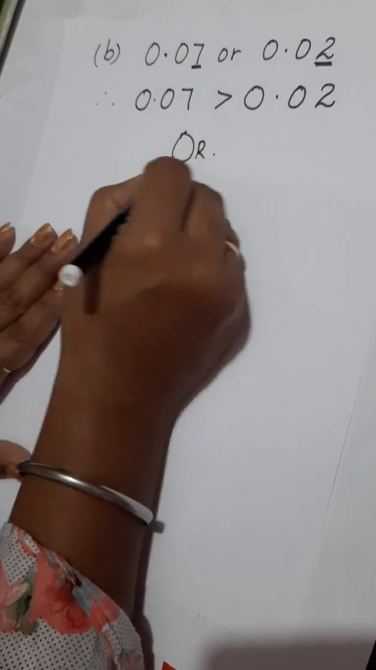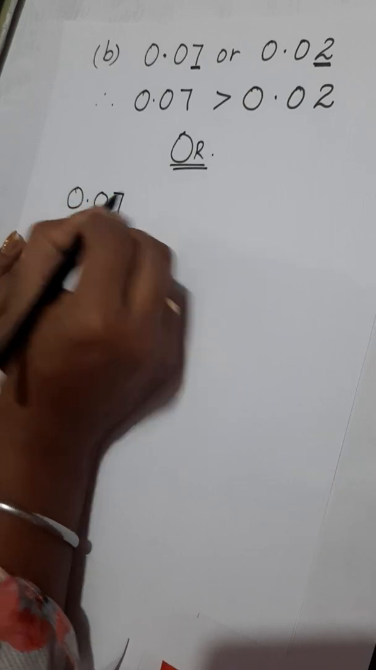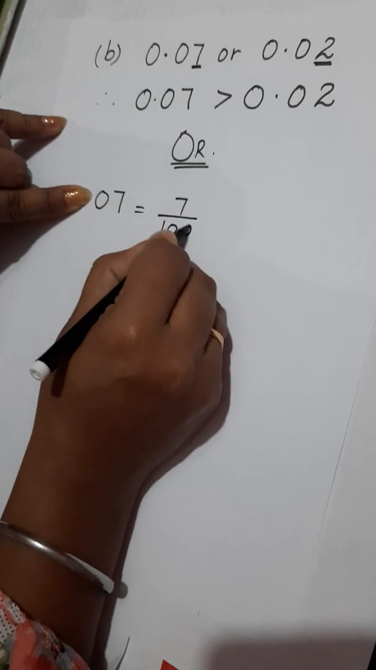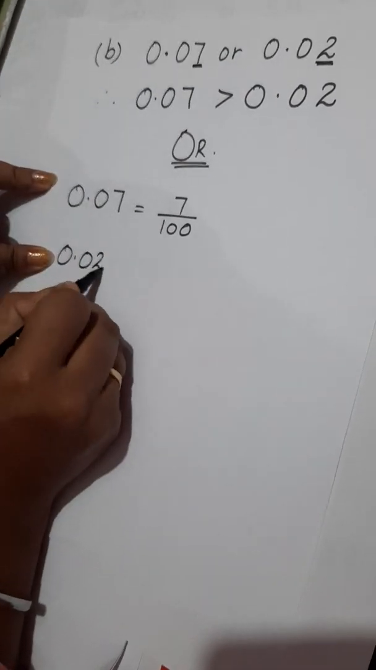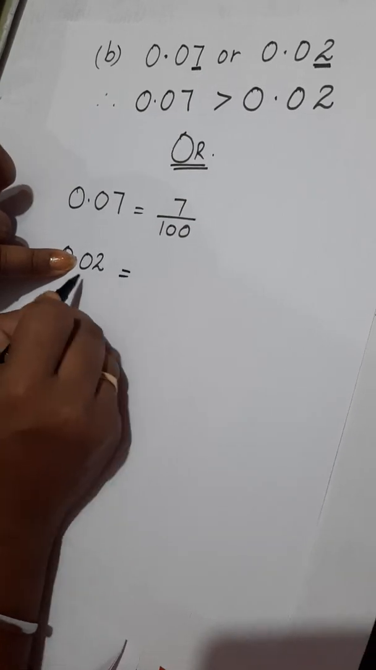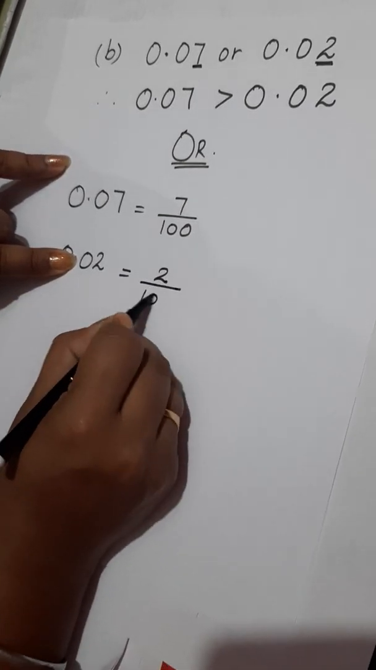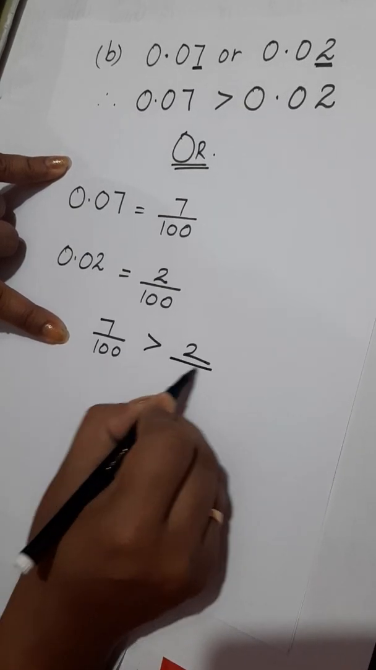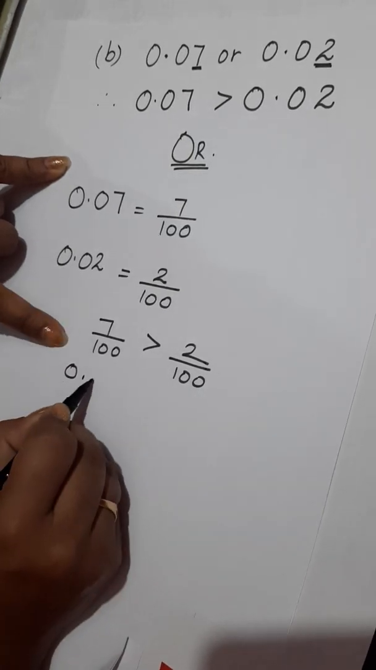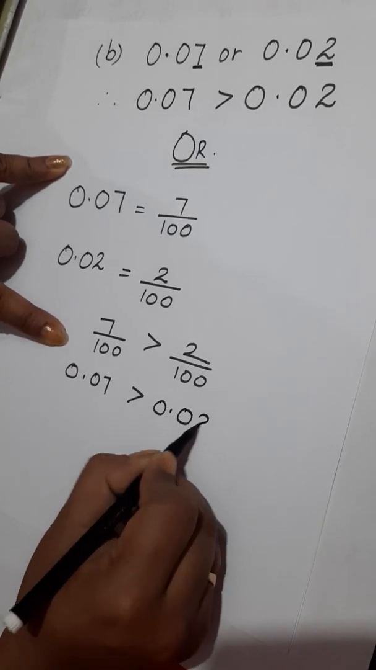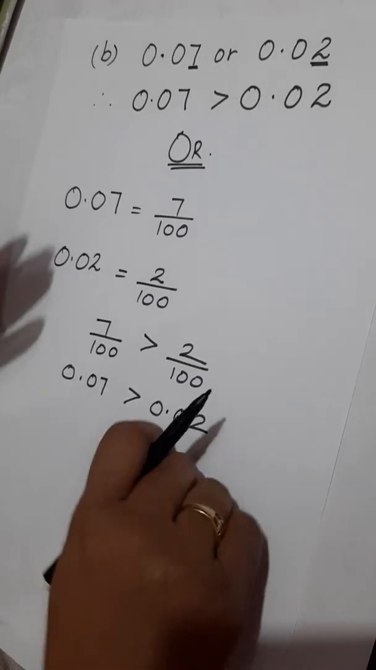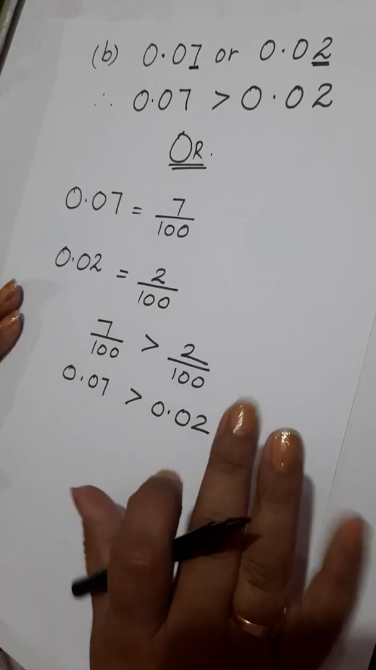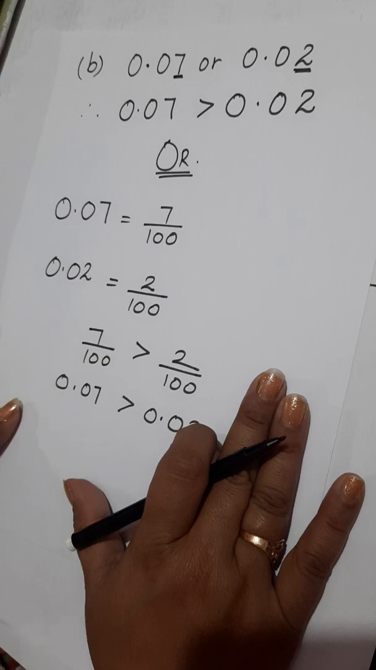You can also solve like this. Just remove the decimal. After the decimal we have two digits, so I will write 7 upon 100. The next I have 0.02. When I remove the decimal, after the decimal I have two digits, so I will write 2 upon 100. So 7 upon 100 is greater than 2 upon 100. So it is clear that 0.07 is greater than 0.02. You just compare the whole number part, 10th place, 100th place, and you can also solve by removing the decimal. So this is your B part. You can write like this or by this.